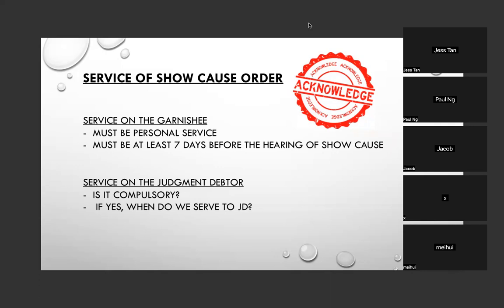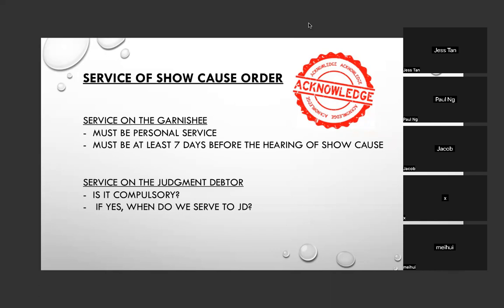You must actually show to the court, by filing the affidavit penyampaian, affidavit of service, that you have actually served first to the garnishee, when was the date, the timing, and enclose the copy of acknowledgement as an exhibit. Second thing that you have to file is the affidavit of service that you have actually served to the judgment debtor. And the same thing, you have to exhibit the acknowledgement itself.